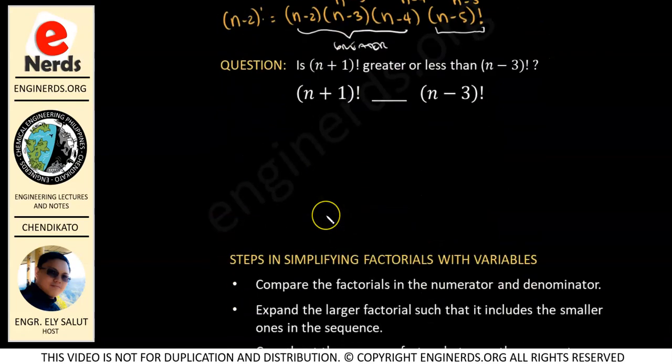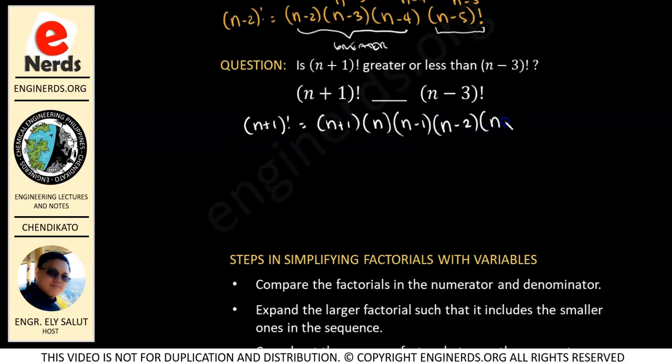So, now let us have another example here. n plus 1 factorial is equal to n plus 1 times n plus 1 minus 1, which is n. This is because that will be n plus 0. Then we have n minus 1, then n minus 2, then n minus 3 factorial. Right? So, our n factorial just started right here. So, that means our n plus 1 factorial is greater than n minus 3 factorial.